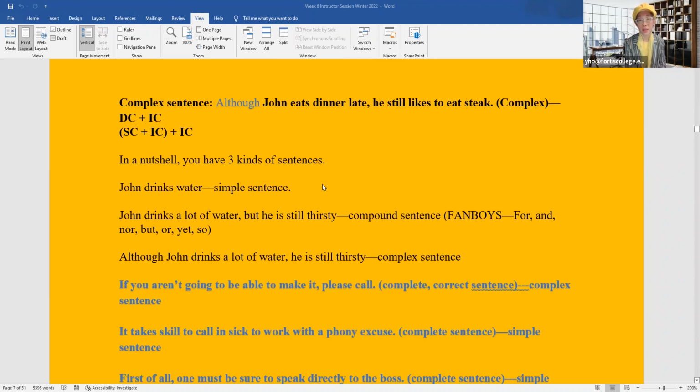And so you have three kinds of sentence: simple sentence, compound sentence, complex sentence. Simple sentence: subject, verb, object. Compound sentence: you have an independent clause, a coordinating conjunction from FANBOYS, and an independent clause. When you have a complex sentence, you have a dependent clause followed by an independent clause. The two together make up one sentence. You cannot have a dependent clause by itself because it becomes a sentence fragment.